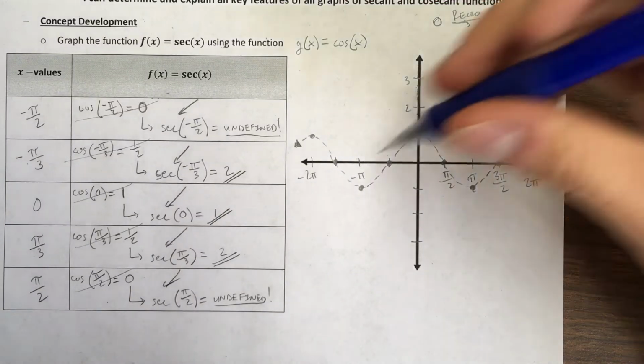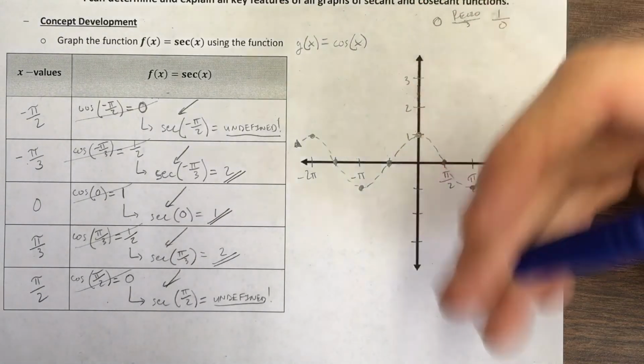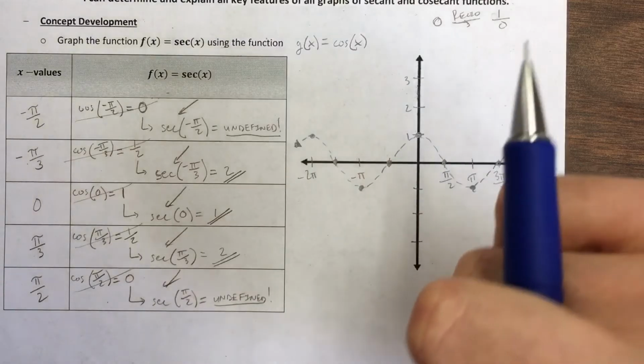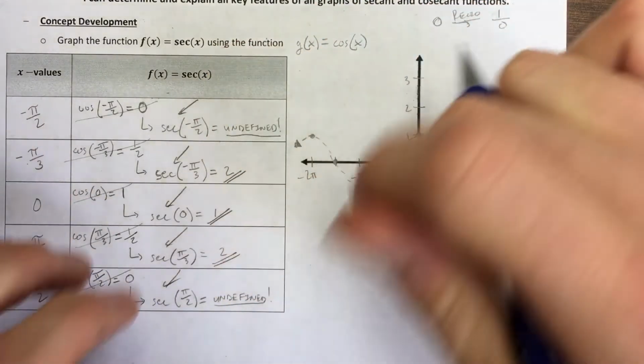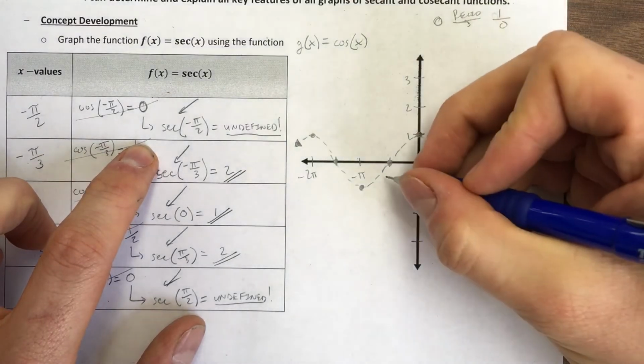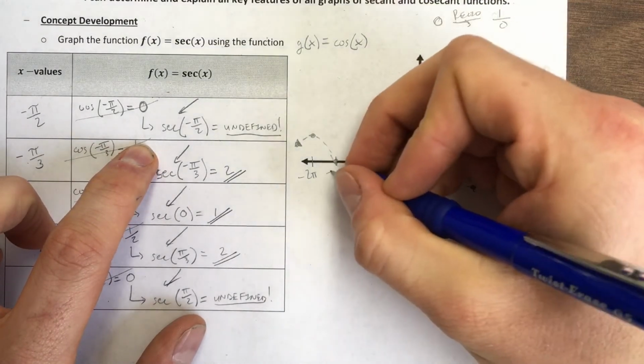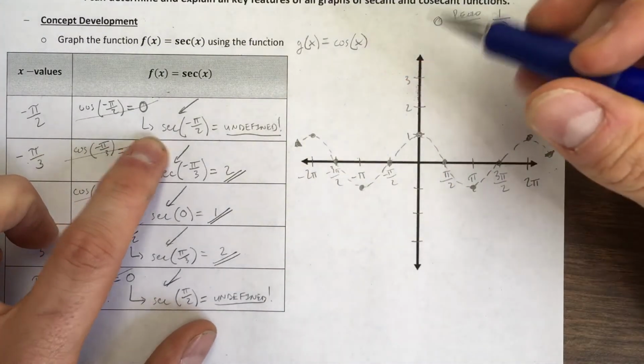So we have this so far. We have the cosine parent function, x and y scale. Now I'm going to start putting on the values. Let's just work our way here and work our way down. At negative pi over 2, so that would be here. This is negative pi over 2. It's going to be undefined.